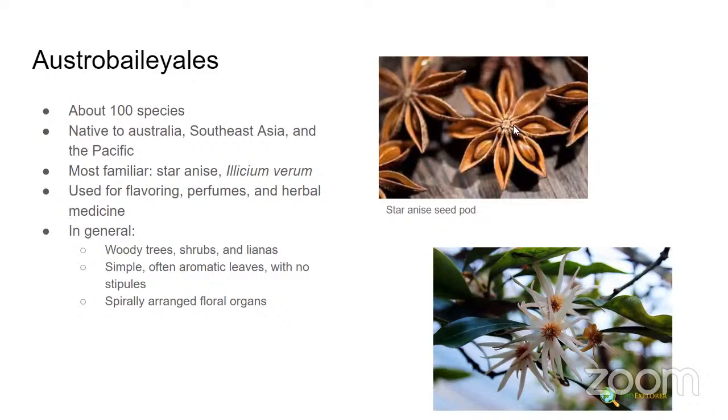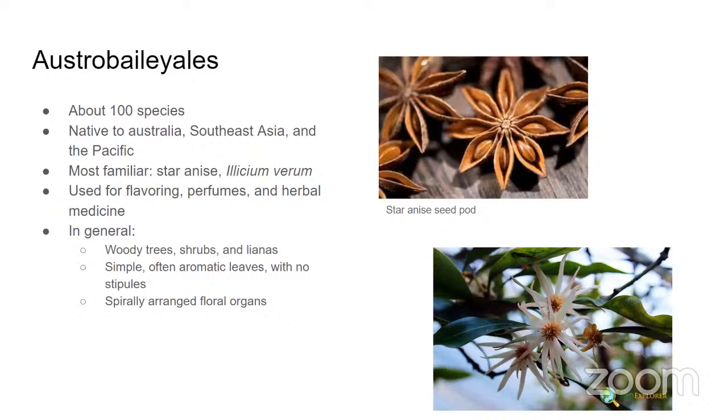So this is actually its dried seed pod, you can see. So you can see those multiple locules here, right? And those seeds inside. So star anise and other species in this group are often used for flavoring and perfumes and herbal medicine. And we're going to see that that's actually true of a lot of earlier branches in our tree of angiosperms.